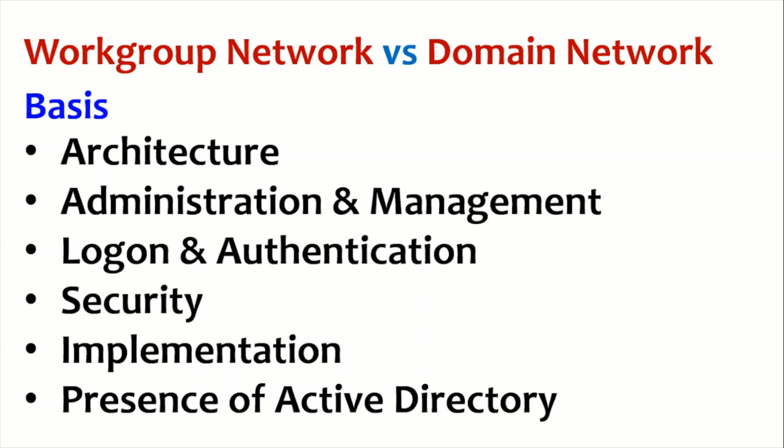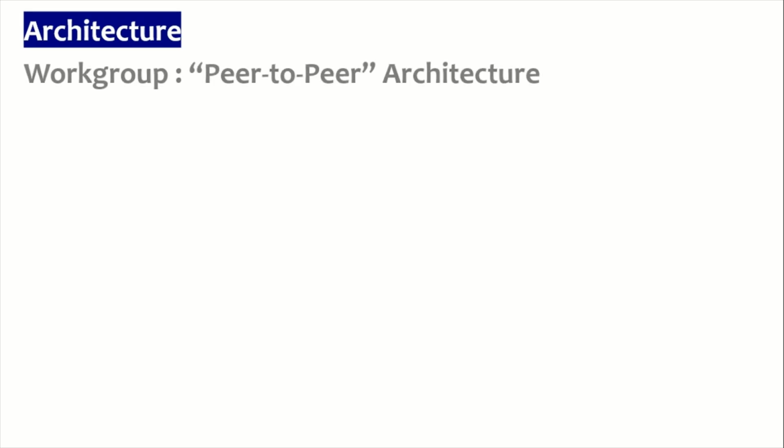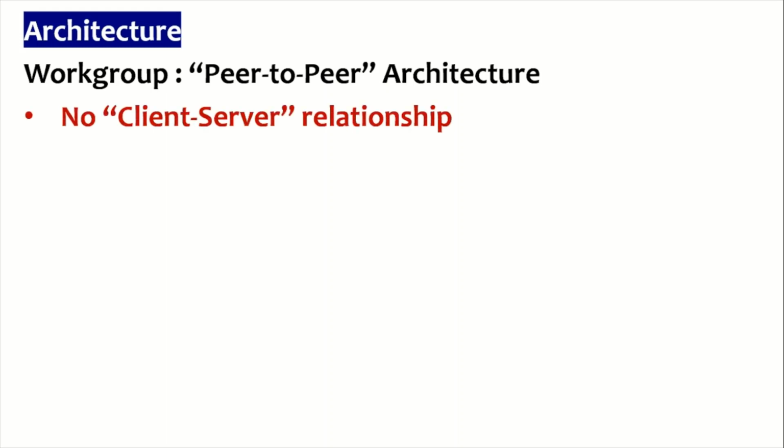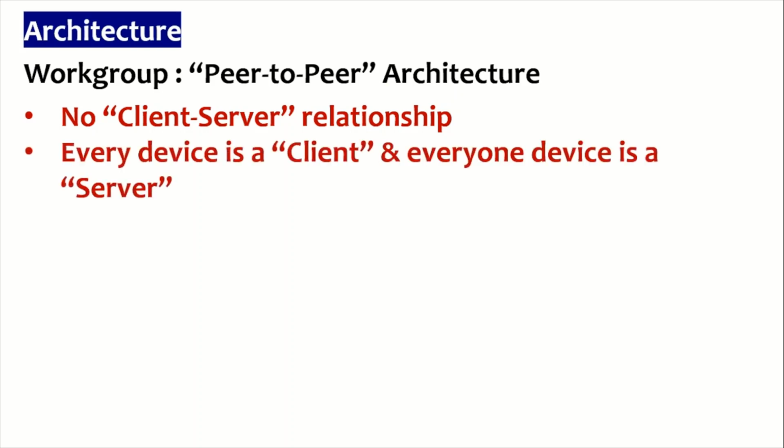So let us look at the first point of comparison, that is the architecture. A workgroup network is always a peer-to-peer architecture. So it means that we don't have any client-server relationship, and every device can be a client and every device can be a server, because it's a peer-to-peer network. No one is boss and no one is subordinate over here.